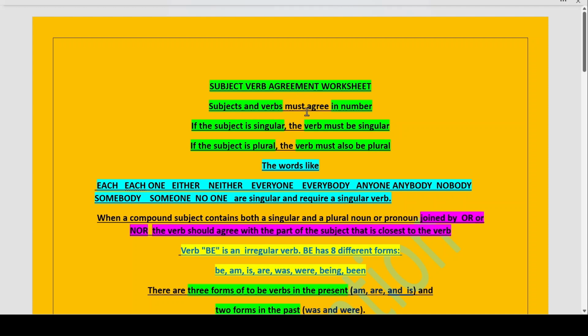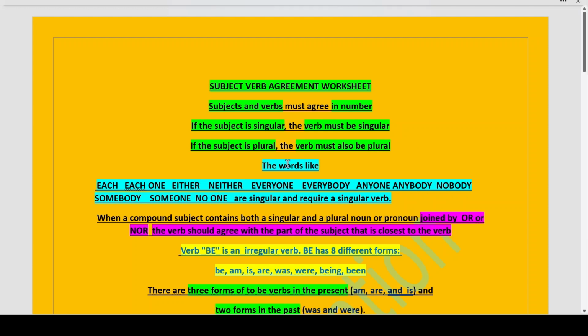Now, subjects and verbs must agree first in number. Next rule is if the subject is singular, the verb following it must also be singular. If the subject is plural, the verb following it must also be plural. What is singular? Singular means one. More than one means plural. So, if the subject in your sentence is singular, the verb following it is singular. If the subject is plural, the verb following it also must be plural. This is a basic rule of subject verb agreement.